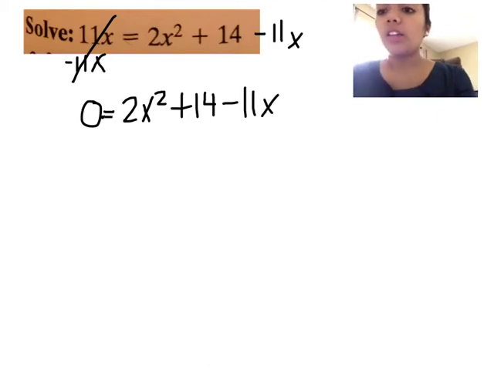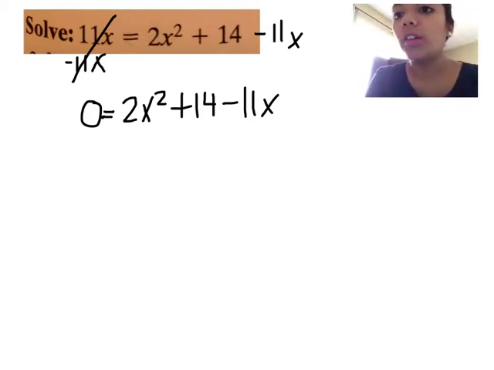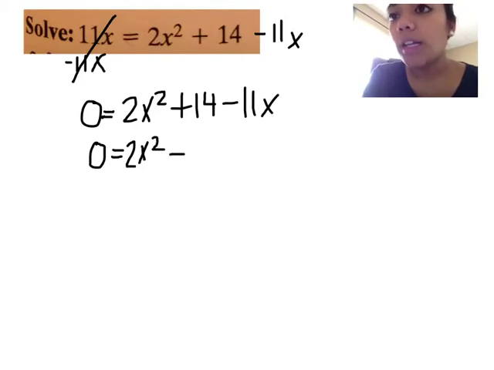And then you should notice that it is not in the ax squared plus bx plus c form, and that's the form it needs to be in. So you need to move this over and this over. You need to flip-flop the way it goes. So you have 0 equals 2x squared minus 11x plus 14.